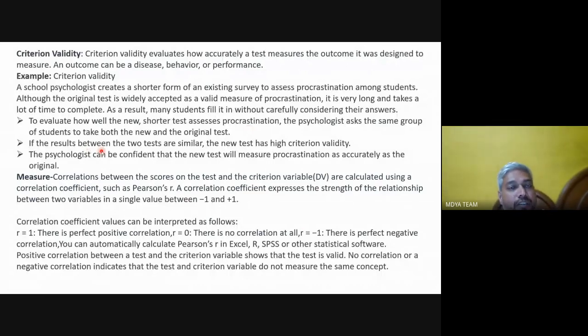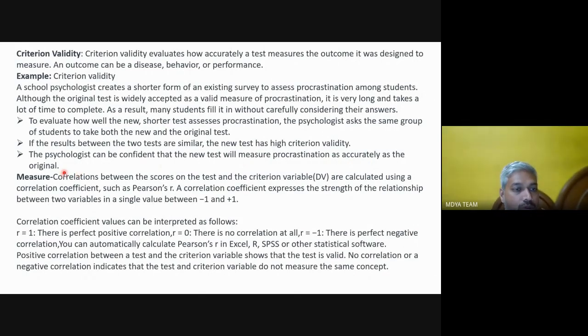Now, when he received both survey forms, what did the psychologist do? He tested both. When he found the results of both surveys, the results were similar. The existing survey, which was very long, and the shorter survey which he prepared gave similar or nearly similar results. So the psychologist was confident that the new test will measure procrastination as accurately as the original one.